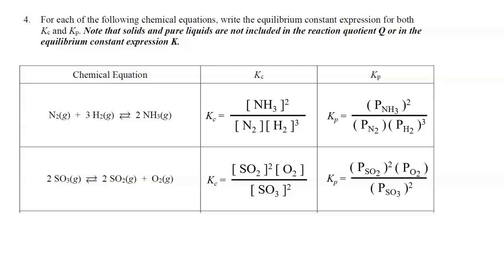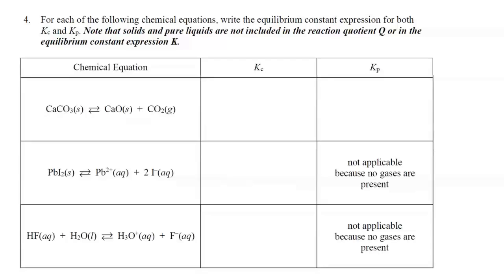Now, in the next part of question 4, in these examples, I want to remind you that solids and pure liquids are not included in the reaction quotient or in the equilibrium constant expression K. So what I see in this next chemical equation is solid calcium carbonate, CaCO3. That's not going to be included. And solid calcium oxide, CaO, is also not going to be included. So all we have left in this expression is carbon dioxide, CO2. So the Kc is simply the concentration of CO2, and that's it. And the Kp is the partial pressure of CO2, and that's it.